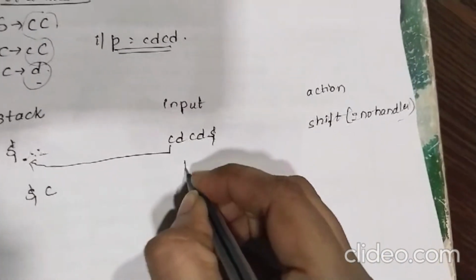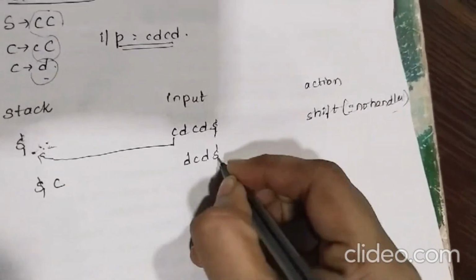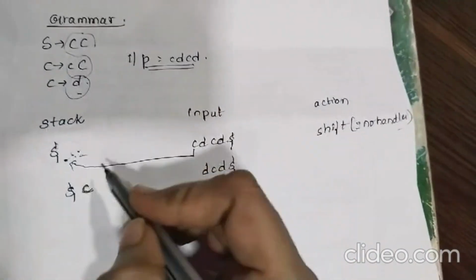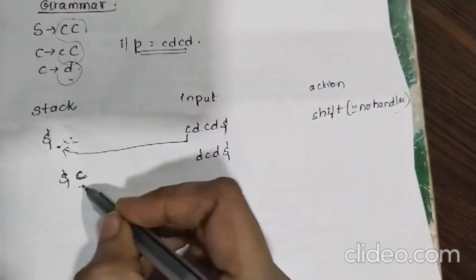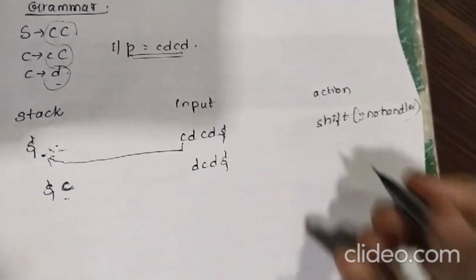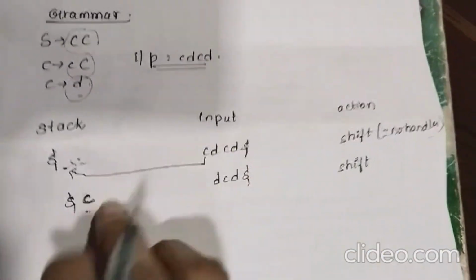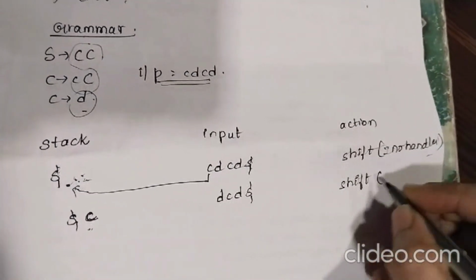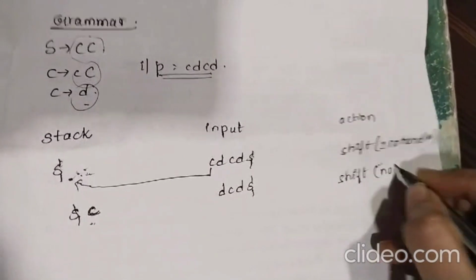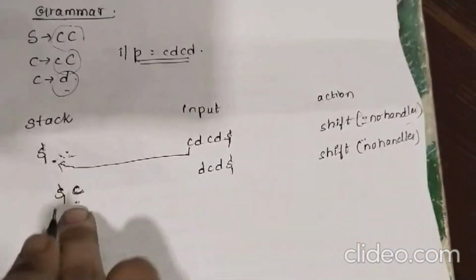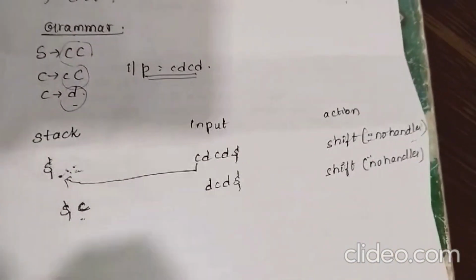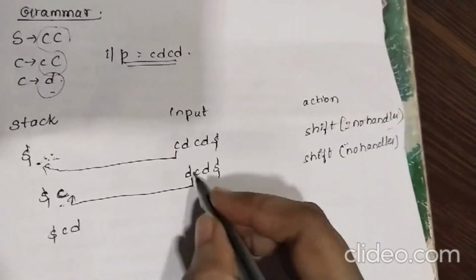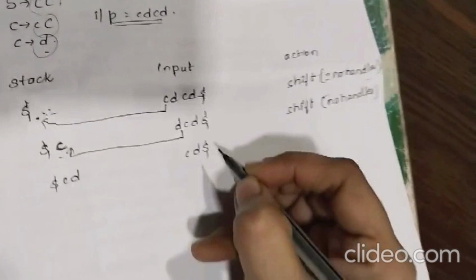Now what remaining? C, D, dollar. Now this is small c. Is this small c present in the handle, in the RHS? Is this small c there? No, right? So again shift, because there are no RHS elements here in the stack. Since no handles means no RHS elements in the stack, we need to perform shift. Now we need to shift this here, C, D. Now remaining elements here.